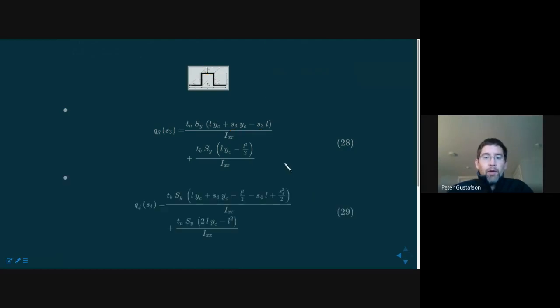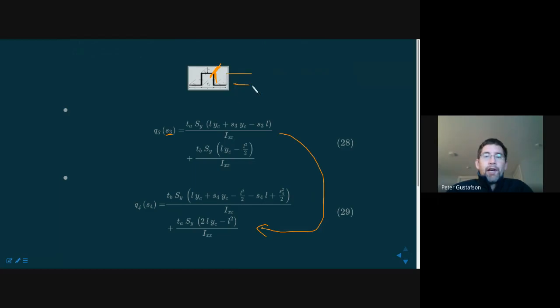So rinse and repeat, do it one more time. Now we're doing this section. Again, we're applying Q3 at S equals L to be the boundary condition right there. So if we plug in S3 equals L, this wraps around and comes into here.